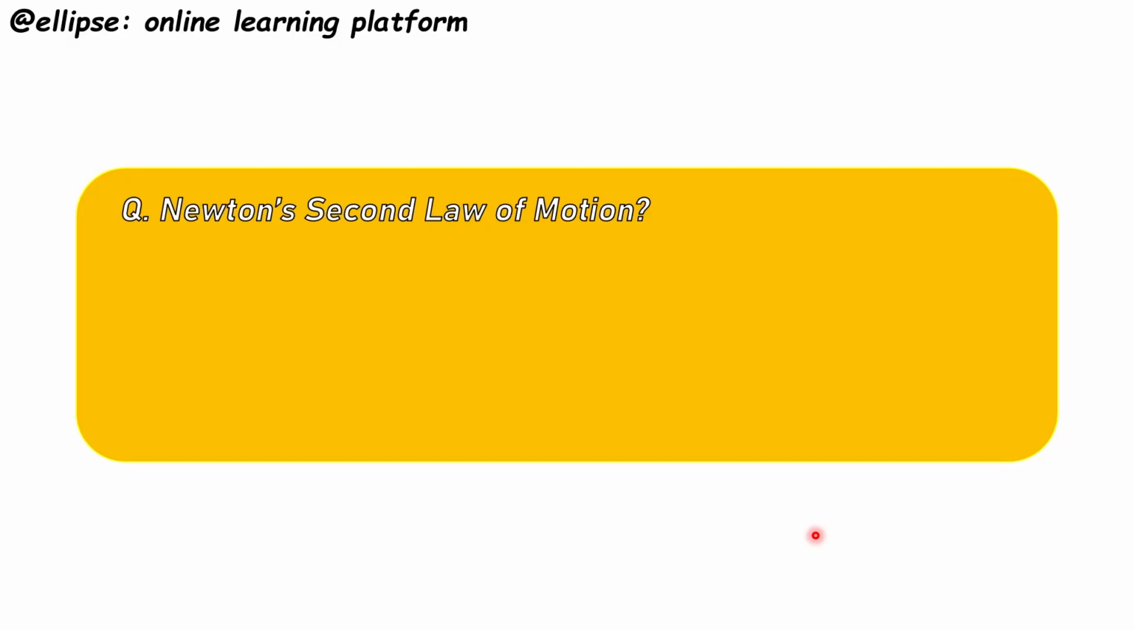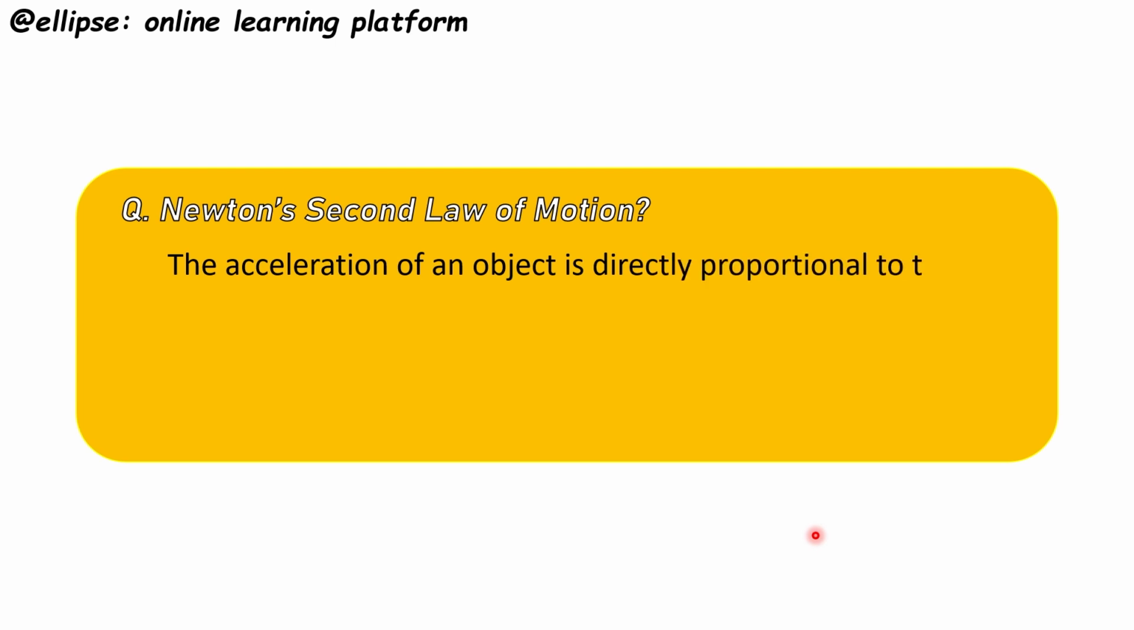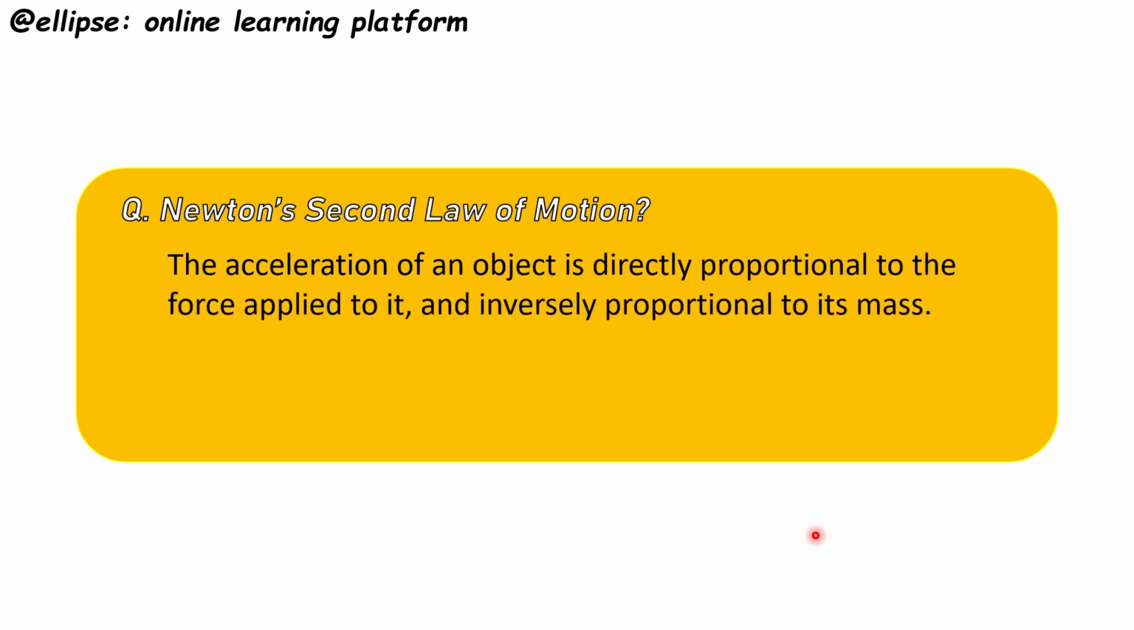Newton's second law of motion states that the acceleration of an object is directly proportional to the force applied to it and inversely proportional to its mass. In other words, the greater the force applied to an object, the greater its acceleration will be. Conversely, the greater the mass of an object, the less it will accelerate under the same amount of force.